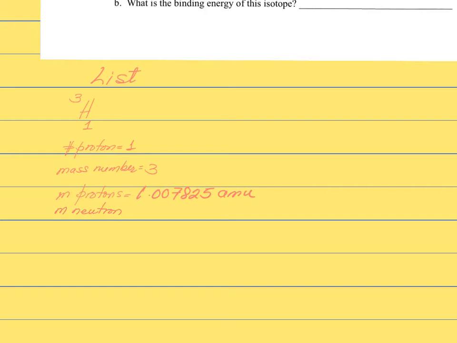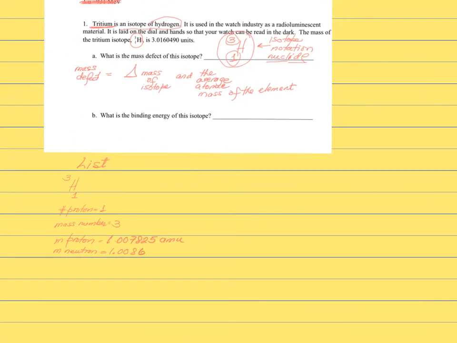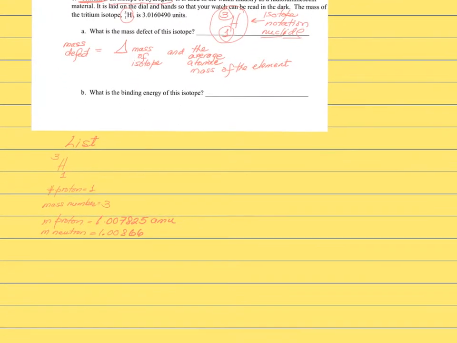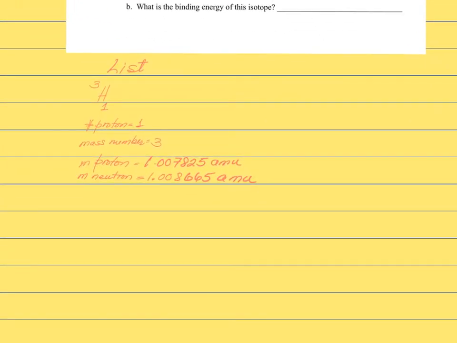Let me erase this, because it's the mass of one proton. The mass of the neutron is 1.008665 atomic mass units. And I'm going to give you these two conversion factors.